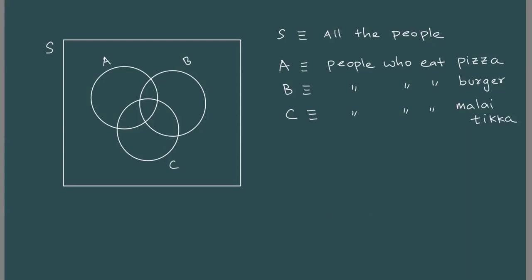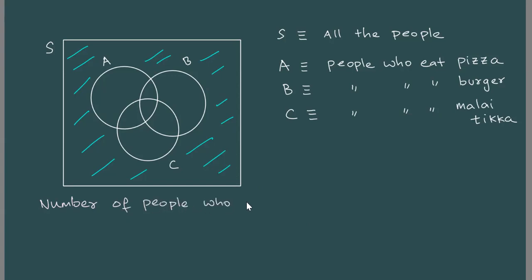So now let's say I'm interested in the number of people who eat none of these. You are interested in people who are not going to eat pizza, burger, or malai tikka. Again, in terms of the diagram, I'm interested in this portion, right? If I put a number in this region, that will give me the number of people who eat none of these. Let's not call it junk food. They are healthy. They're good. Okay, they're tasty, especially malai tikka. So I want the number of people who eat none of these.